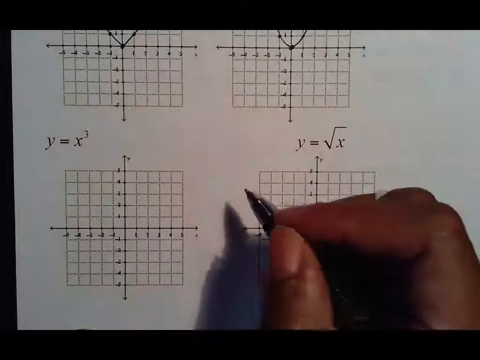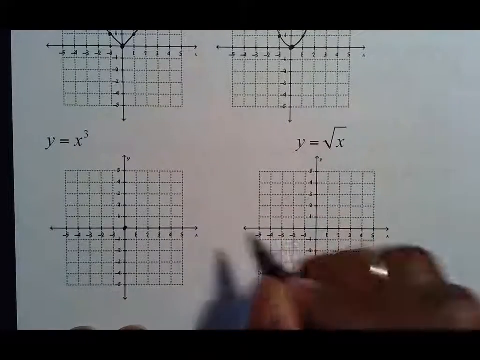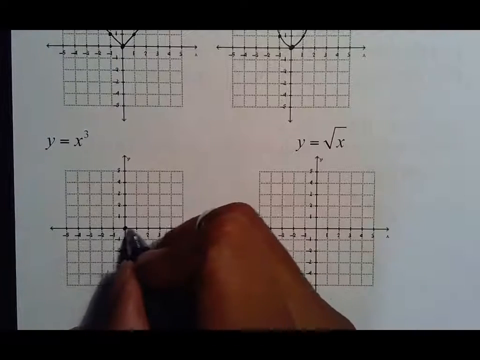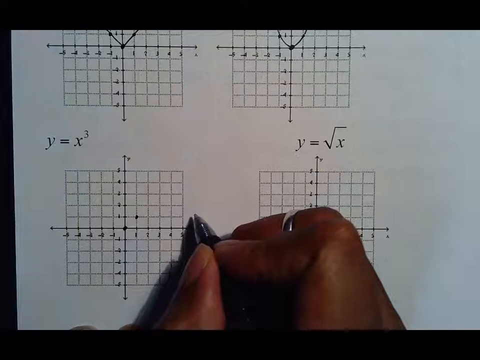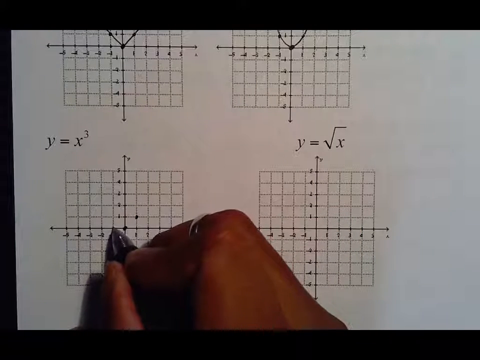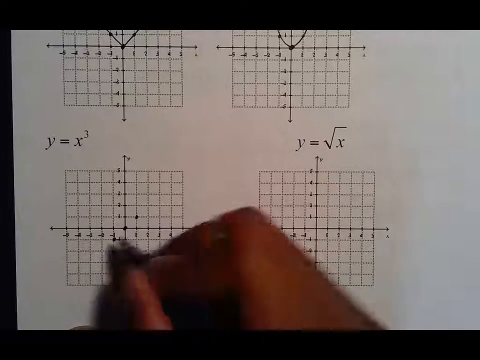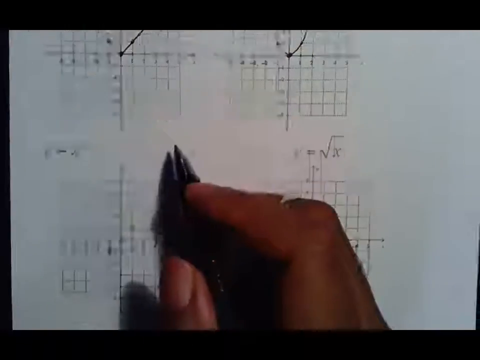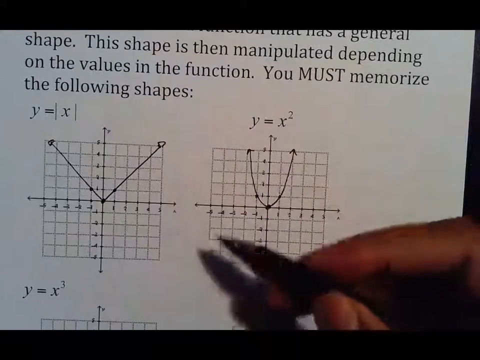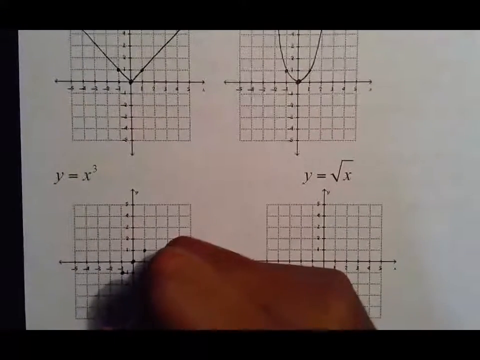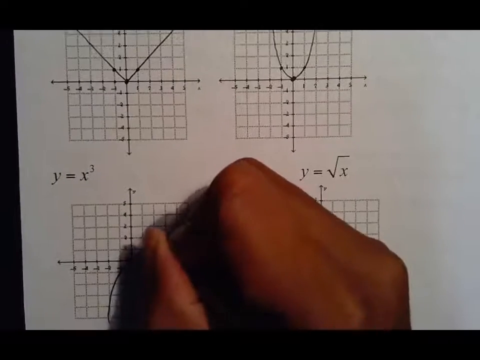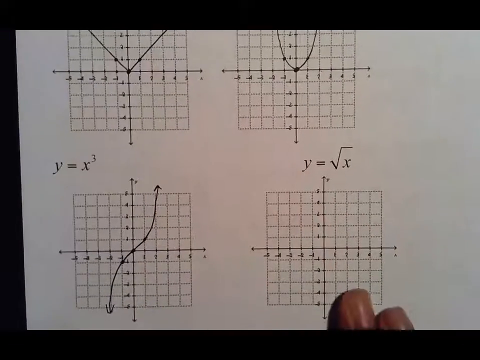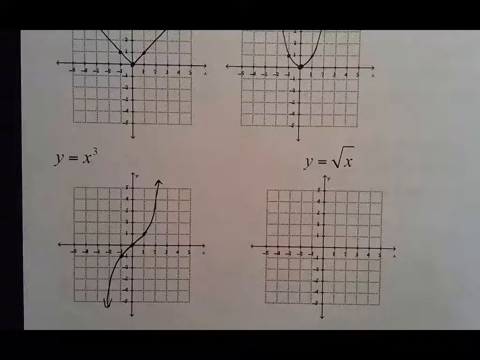X to the third. In x to the third, again, your home point is 0, 0. 1 to the third is 1 times 1 times 1, which is 1. But here's where it gets interesting. -1 to the third is -1 times -1, which is positive, times another -1, which is -1. X to the third is kind of like x to the second with this side turning down. So it's kind of like an upward facing S. So it does this. And again, the main thing is that you understand the general shape. That's why you have to memorize it.